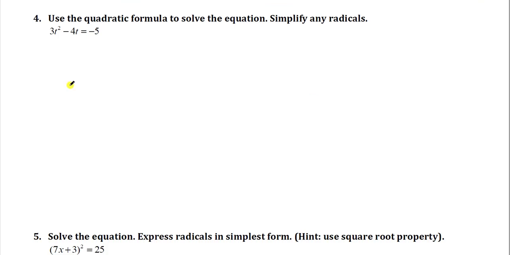The next problem is asking to use the quadratic formula to solve the equation. Simplify any radicals. Now, in order to use this quadratic formula, make sure the quadratic equation is in the form of ax squared plus bx plus c equals 0. That means everything should be on the left side. The right hand side should be 0. Therefore, I need to add 5 on both sides to make the right side 0. So adding 5 on both sides, I should get 3t squared minus 4t plus 5 equals 0.